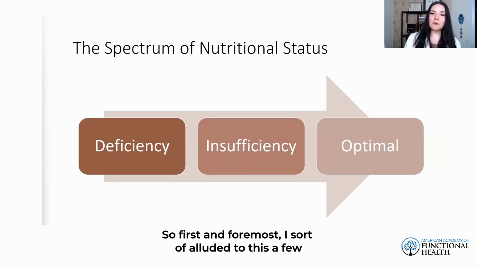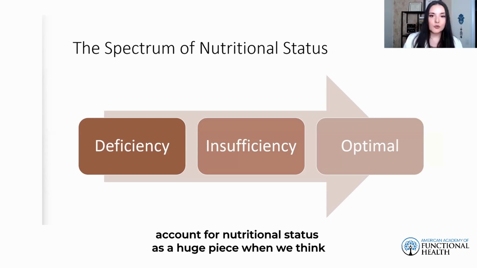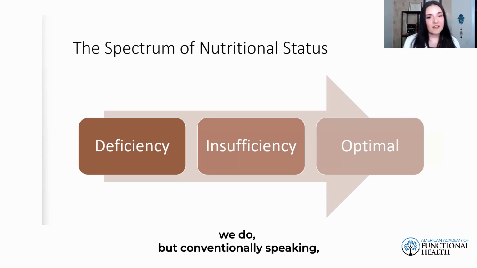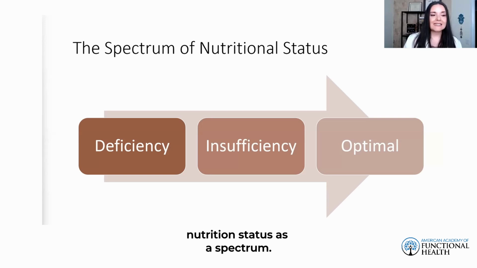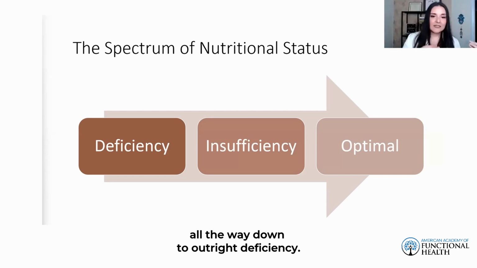So first and foremost, I sort of alluded to this a few seconds ago by saying that in our system, we don't really account for nutritional status as a huge piece when we think about conditions. Maybe in the functional medicine world we do, but conventionally speaking, most of our training has not addressed this. And I think of nutrition status as a spectrum. It begins with having optimal function, and it goes all the way down to outright deficiency.